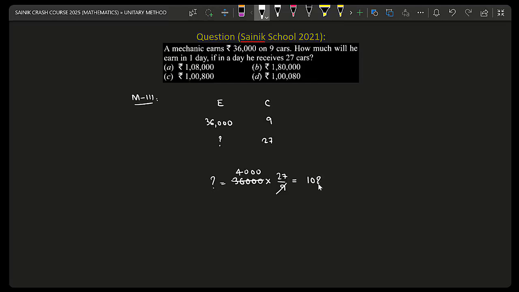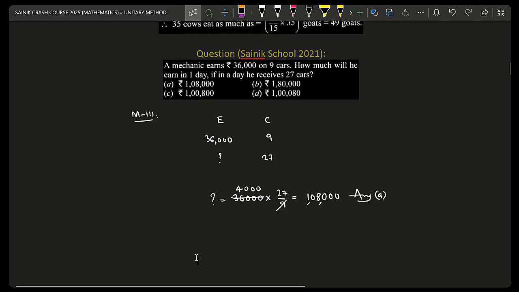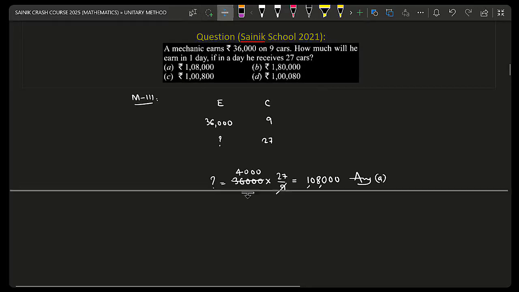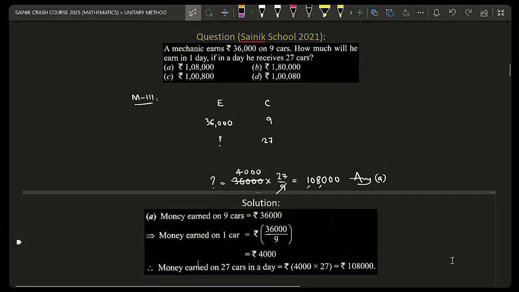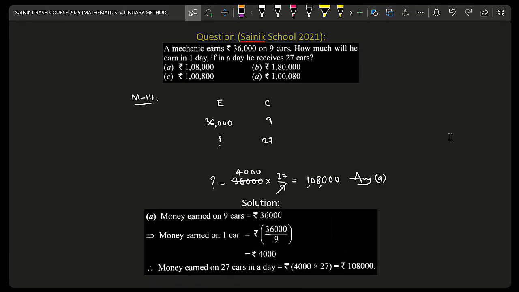Now how many zeros we have to add at the end? Sir, 3. So this is his earning, 1,08,000 rupees. Which option? Sir, option A. Yes, answer A. You can mute yourself, Rishikesh. So answer we got A. So this is unitary method, as the textual solution said. 9 cars earnings is 36,000 rupees. 1 car earning is 36,000 divided by 9. We get 4,000. And for calculating the earnings on 27 cars, we just multiply by 27. That is the answer.